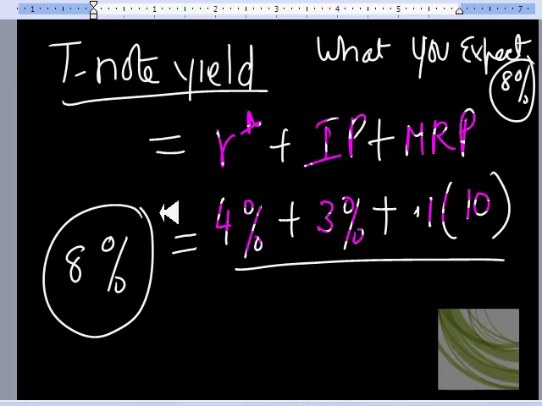So the T-note must yield 8% for you to be happy, saying that yes, at least I'm covered for my inflation premium, I'm covered for the risk-free rate, plus I'm getting the maturity premium of 0.1 times 10, which is 1. So 4 plus 3 is 7, plus 1 is 8%. That is what you would expect a T-note to yield. So that's how you would calculate that. Note that the T-note yield is the risk-free rate without inflation plus your maturity risk premium.